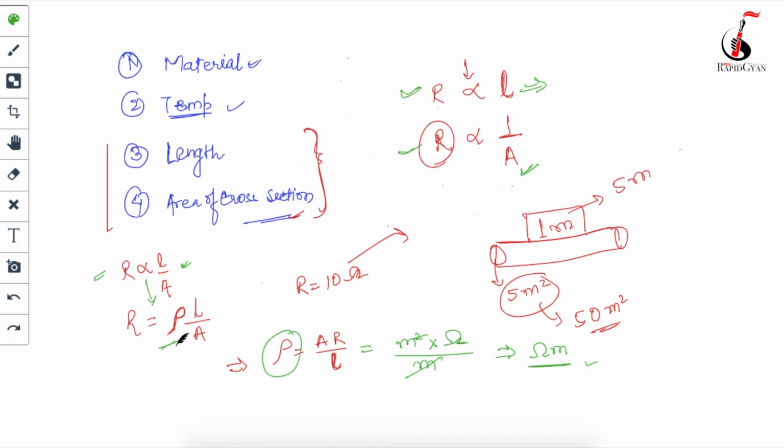So if I have to find the unit of resistivity, I can write resistivity equal to, this A will go up and this L will go in the denominator. So this is A times R upon L. The unit of area is meter square, unit of resistance is ohm, divided by unit of length is meter. So that will give me ohm meter.